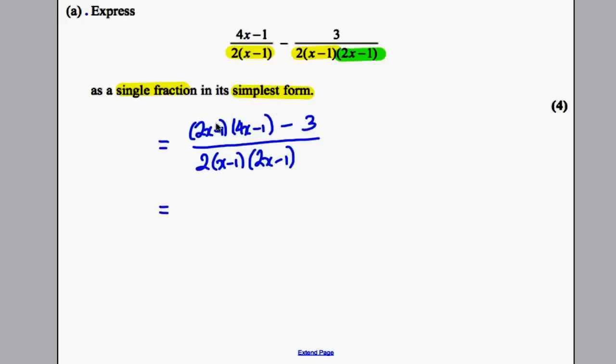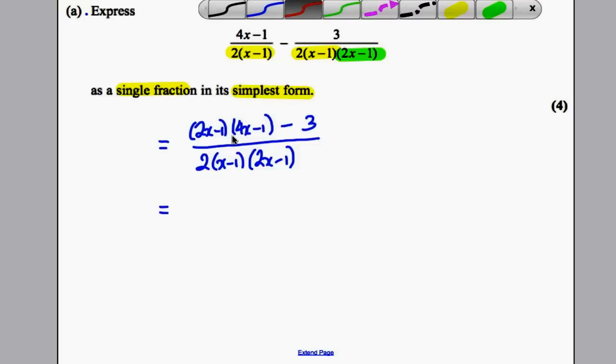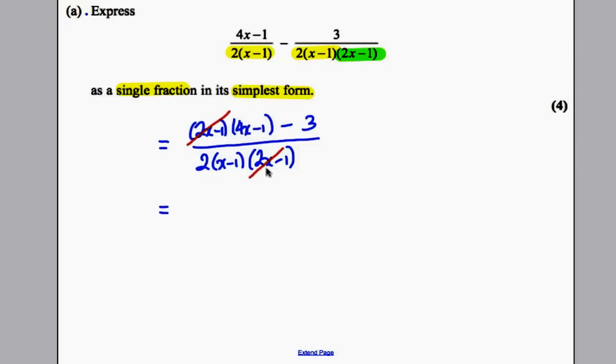Now we have no option now than to expand. Do not do this, whatever you do. Some students try and cancel at this point. You cannot do that. You can only cancel a factor which is a factor of everything on the top and bottom. So 2x minus 1 is not a factor of this term here. So make sure you do not do that.